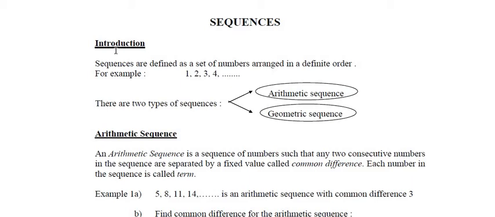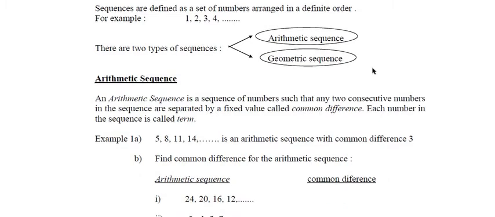Sequences. For introduction, sequences are defined as a set of numbers arranged in a definite order. So, sequence ialah satu kumpulan nombor yang disusun dalam urutan yang kekal. Okay, there are two types of sequences. Number one is arithmetic sequence and number two is geometric sequence.